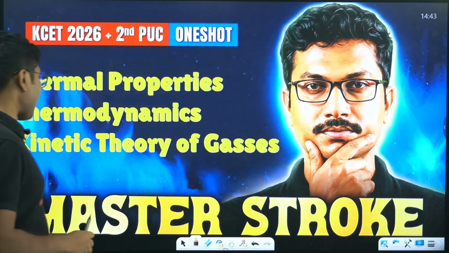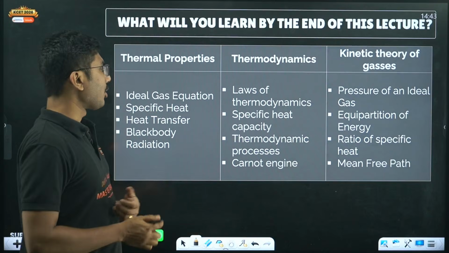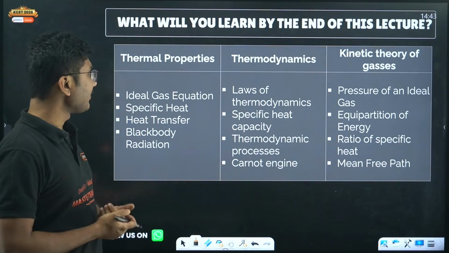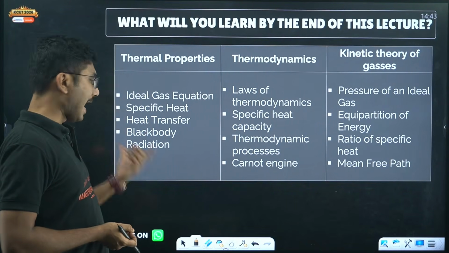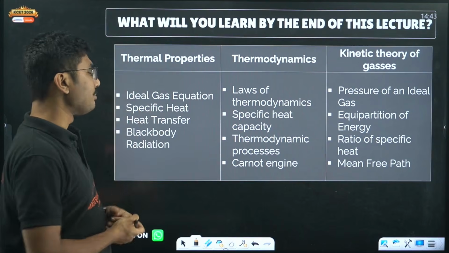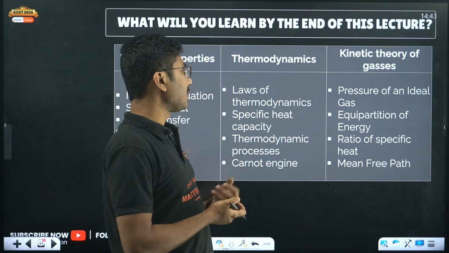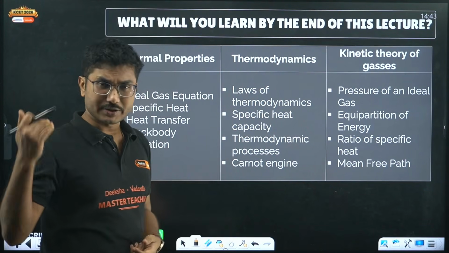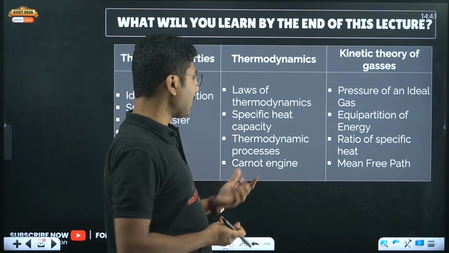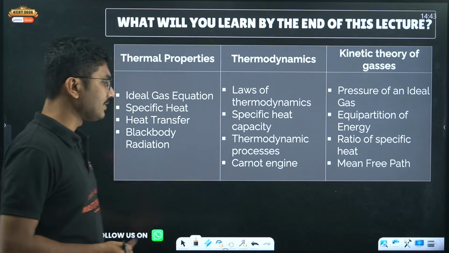So let us look into the chapter highlights. In thermal properties we are going to discuss ideal gas equation, specific heat, heat transfer and black body radiation, including Newton's law of cooling, which is very important. In the thermodynamics chapter we are going to discuss laws of thermodynamics, first law, second law. We will also discuss specific heat capacity, thermodynamic processes and Carnot engine.